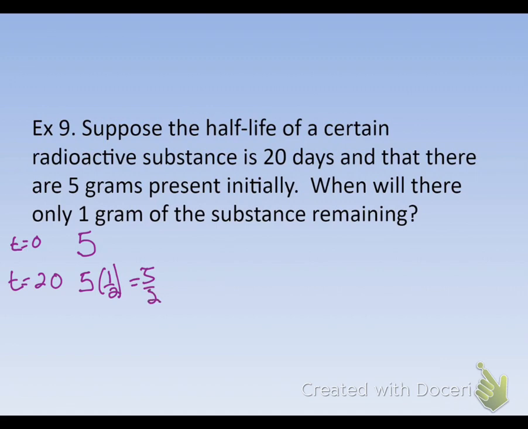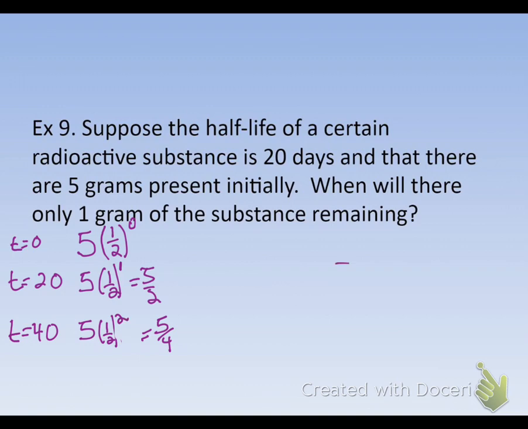Okay, so now let's see what it is going to be after 40 days. So after 40 days, I wrote 20 again. We know that that's going to be 5 times 1/2 times 1/2. So looking at this, we can develop the formula that we're going to be able to use. I could look at it here and see that this would be 1/2 to the 0, 1/2 to the first. And then I'm going to erase one of these 1/2s because we see we have two of them, which would be 1/2 squared.